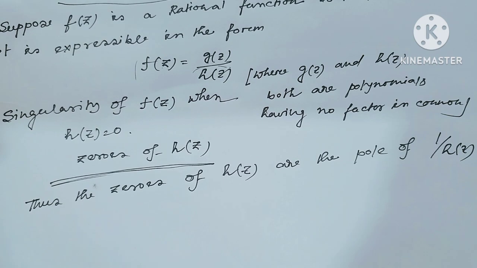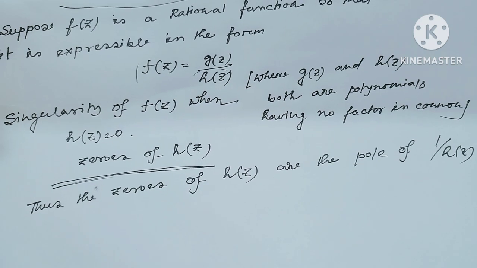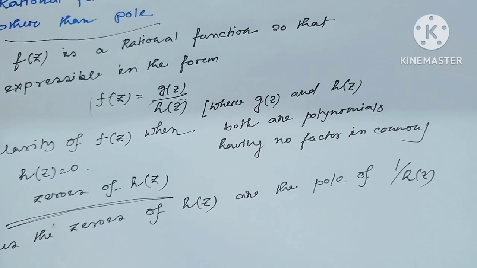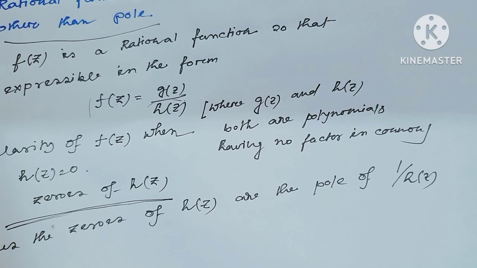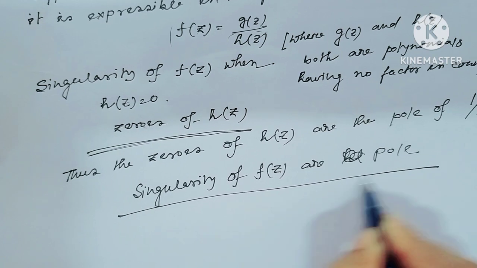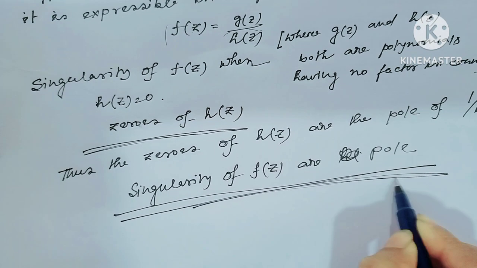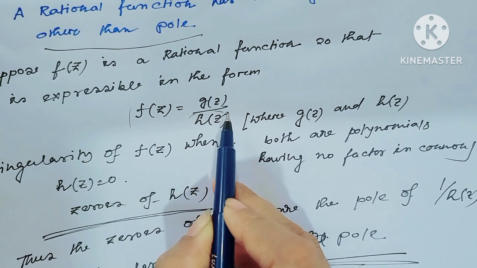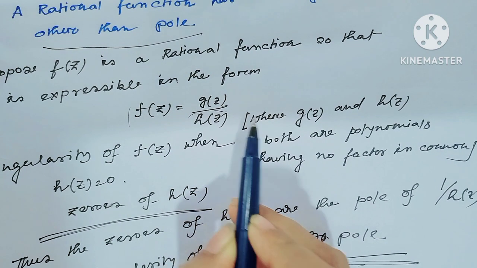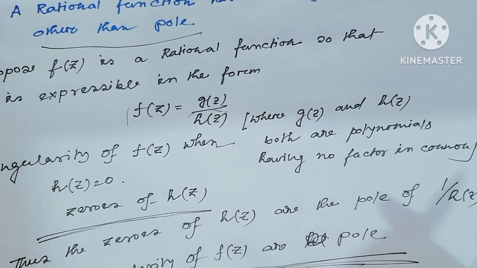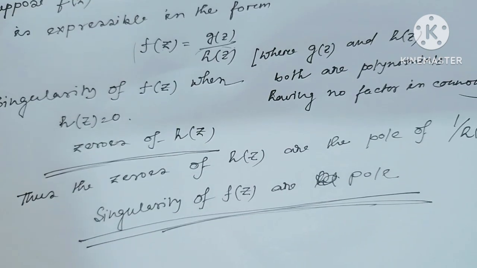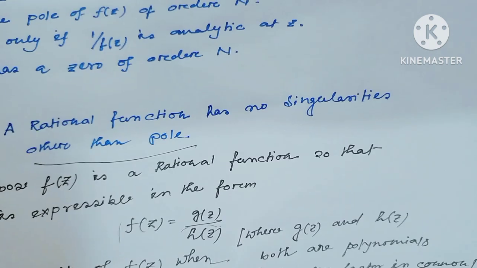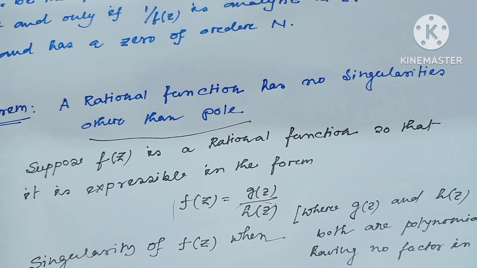And all of us know the reciprocal of a zero is always a pole. So the zeros of h(z) are actually poles of 1/h(z). The singularities of f(z) are actually poles, because here f(z) = 1/h(z), and where h(z) = 0 this is a pole. So the rational function has no singularity other than a pole, only poles.